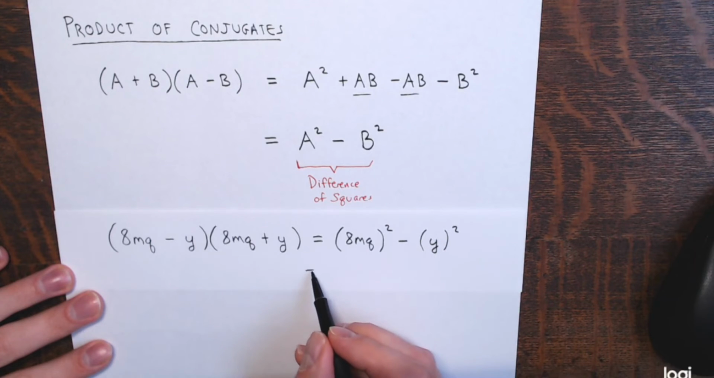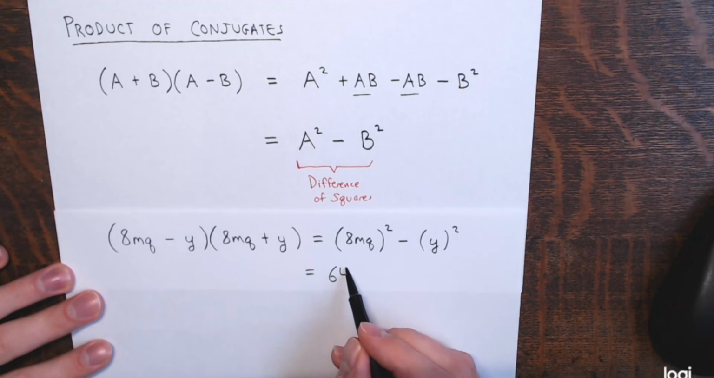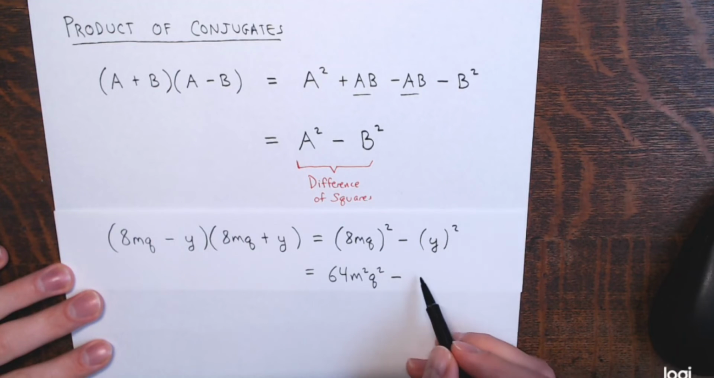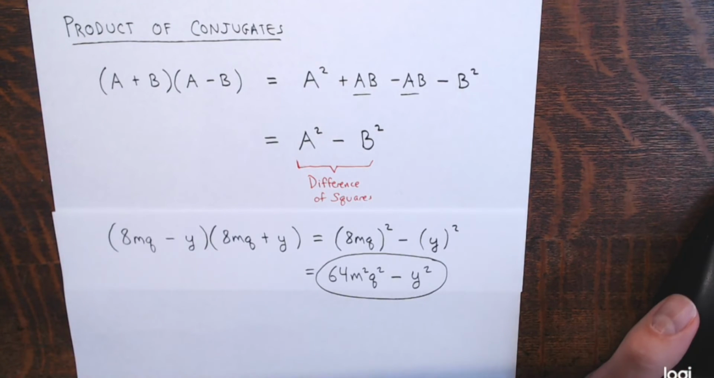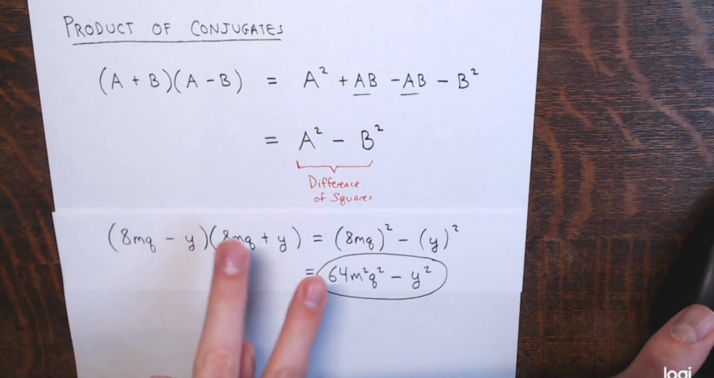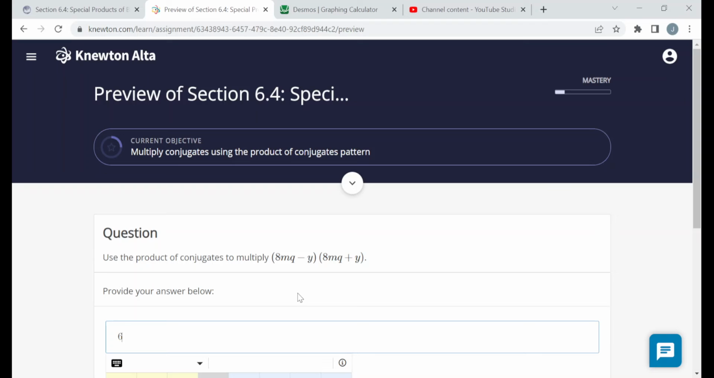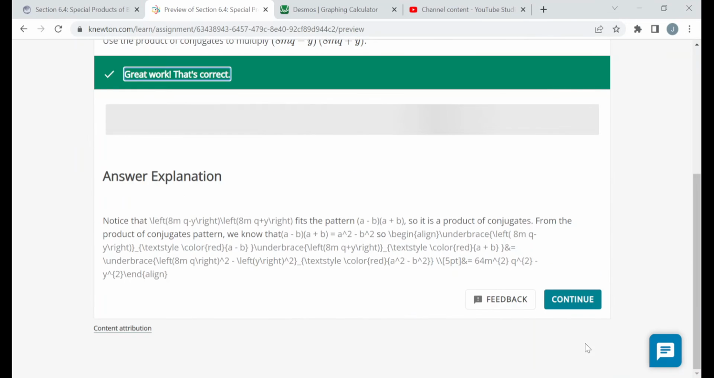And in simplifying this, 8mq squared would be 64 m squared q squared minus, and then y squared is just y squared. And there we have it. There's the product of those two conjugates. When you recognize it's a product of conjugates, you jump to the pattern, and you can simplify there real quickly. So 64 m squared q squared minus y squared. All right. Great.